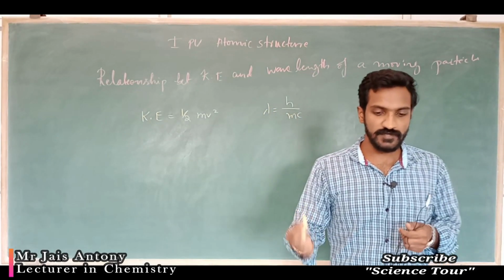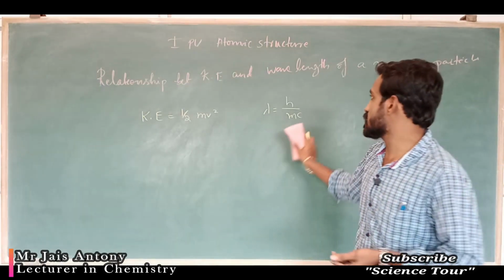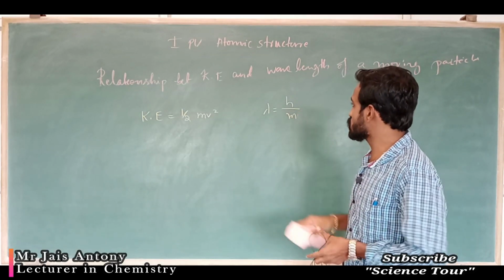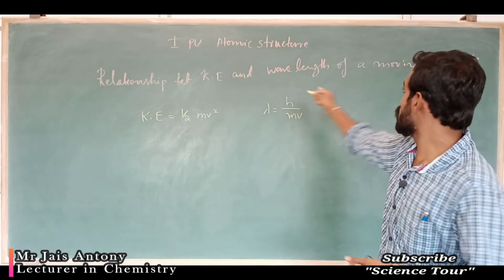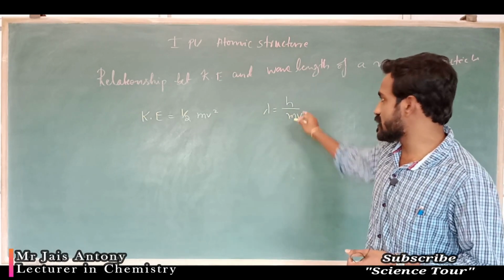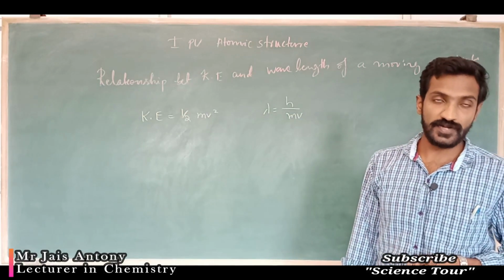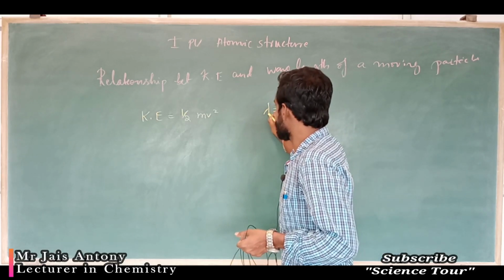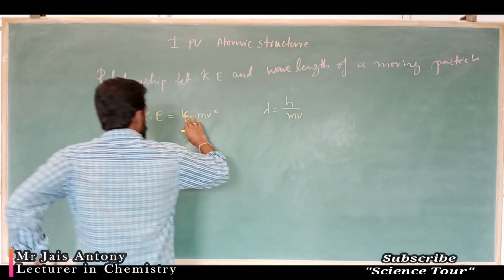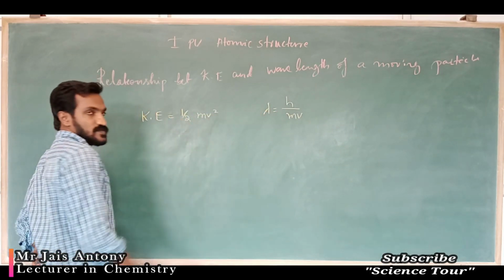Lambda is equal to h by mv, or you can write mc. If it is a photon, mc. If it is a particle, mv. So it is a moving particle, so you have to write mv. This is the de Broglie equation. So you have to relate these two equations.